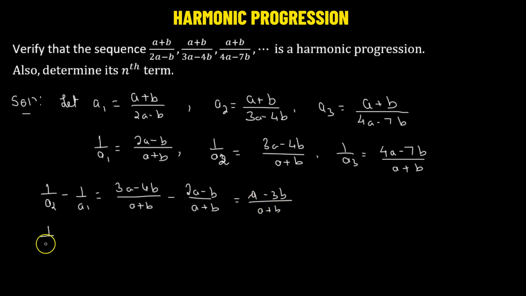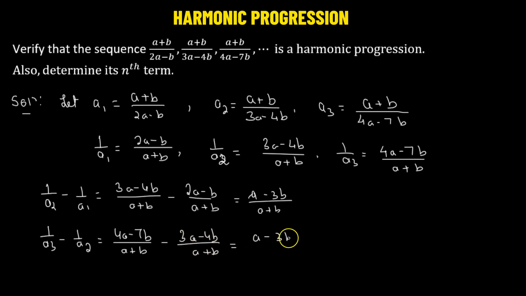Next, what we'll do, we'll take 1 over a3 and from it, we are going to subtract 1 over a2. Now that means we have (4a minus 7b) divided by (a plus b) minus (3a minus 4b) divided by (a plus b). So this will be equal to (a minus 3b) divided by (a plus b).